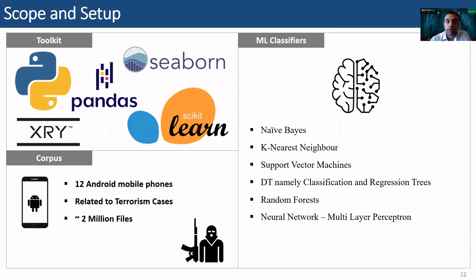Several machine learning classifiers were tested, including naive Bayes, k-nearest neighbors, support vector machines, classification and regression trees, random forest, and neural networks.